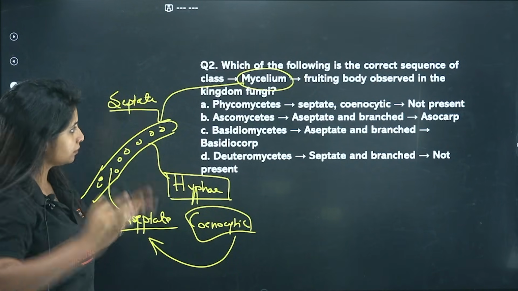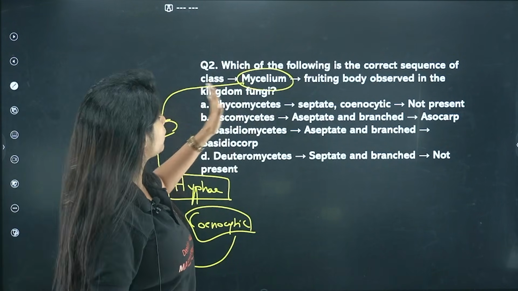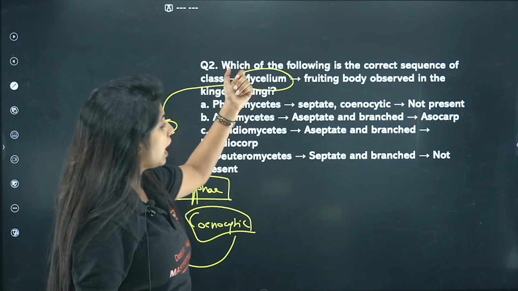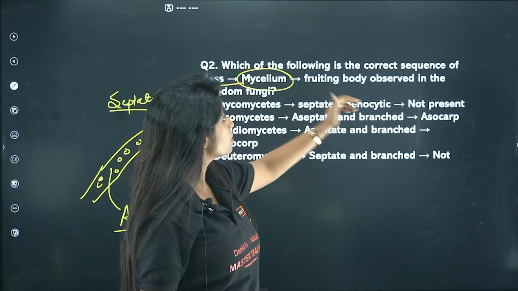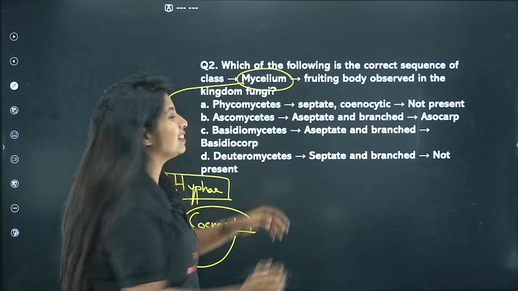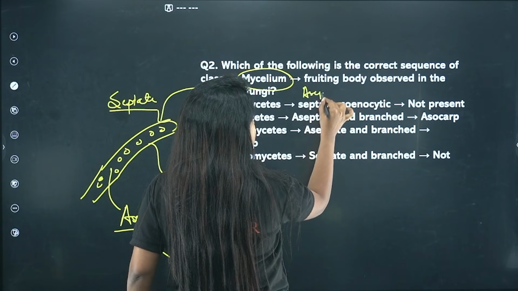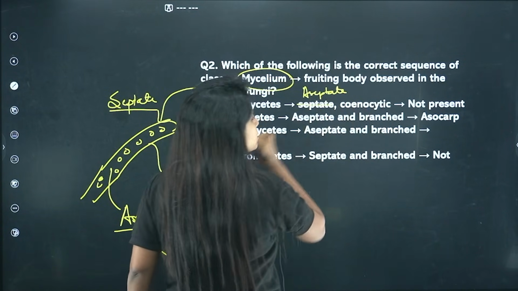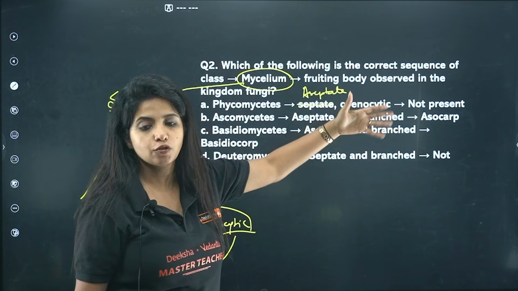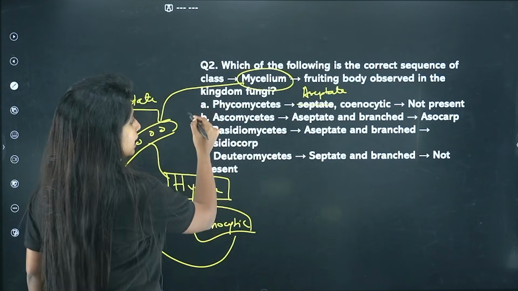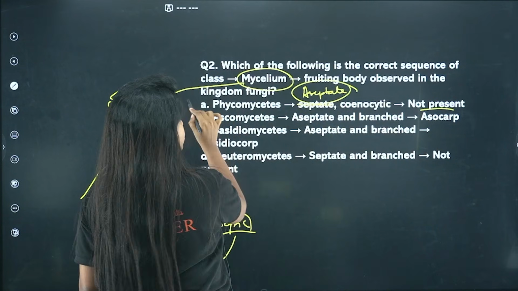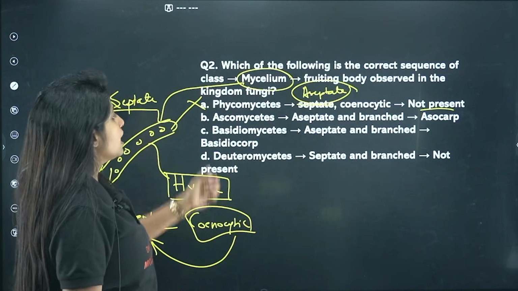Done. Now, you have been asked to find the correct one, which has been correctly matched. Phycomycetes have septate and cenocytic mycelium. Do you think it is septate and cenocytic mycelium? The answer is wrong. Actually, they have aseptate mycelium, not septate one. And fruiting bodies are actually not present in them. So I'll say this particular portion is correct, but if you see this, it is wrong, which is why this is definitely not the correct option.